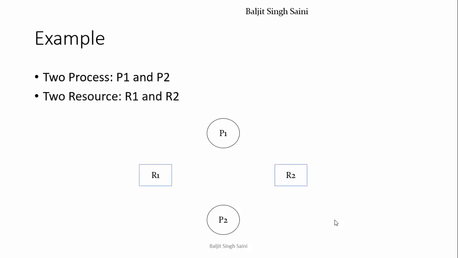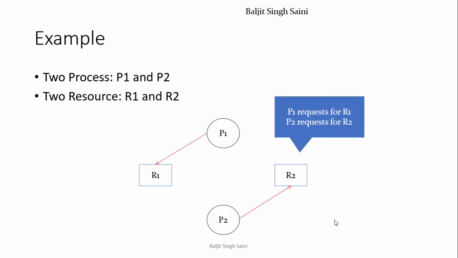So the processes are represented with circle and the resources are represented with rectangle. Now let us suppose that both the process P1 and P2 require both resources R1 and R2 to finish the allotted task. At any given time, P1 requests for the resource R1 and P2 requests for resource R2. So you can see that the arrow is from the process towards the resource. This means that the process is requesting the resource.